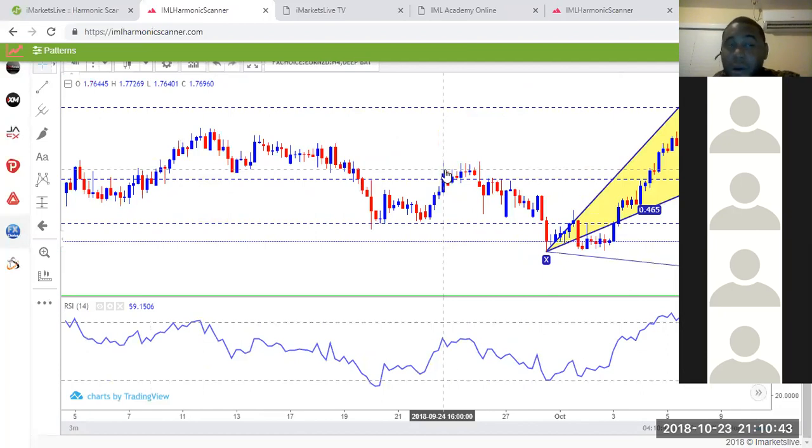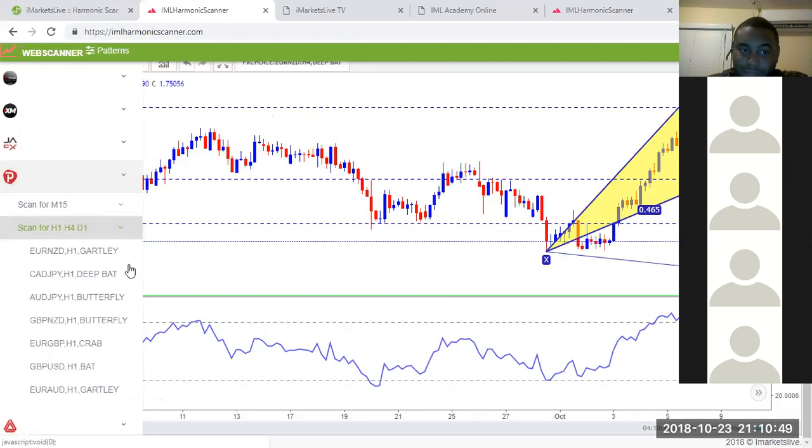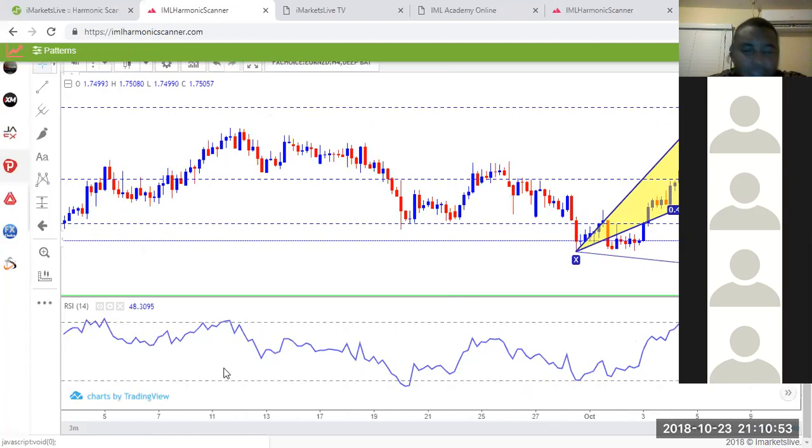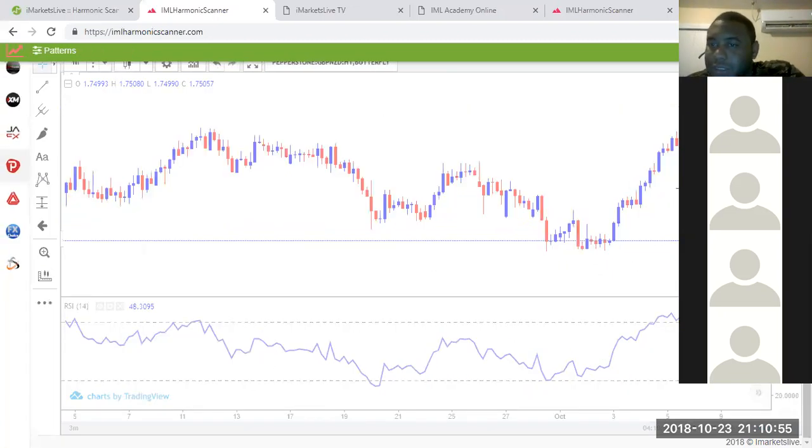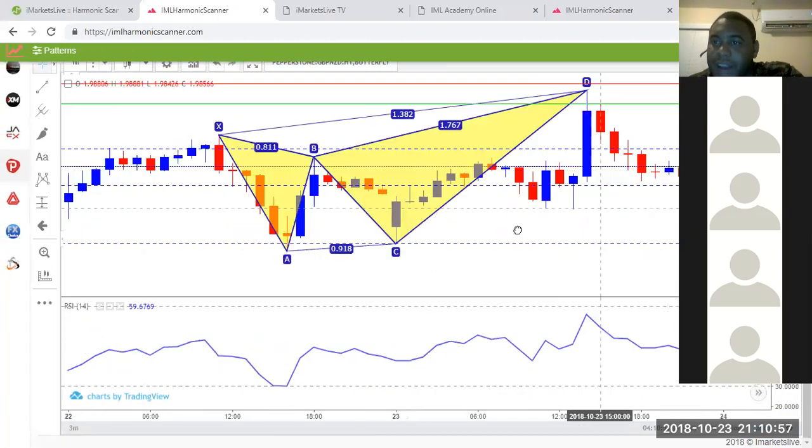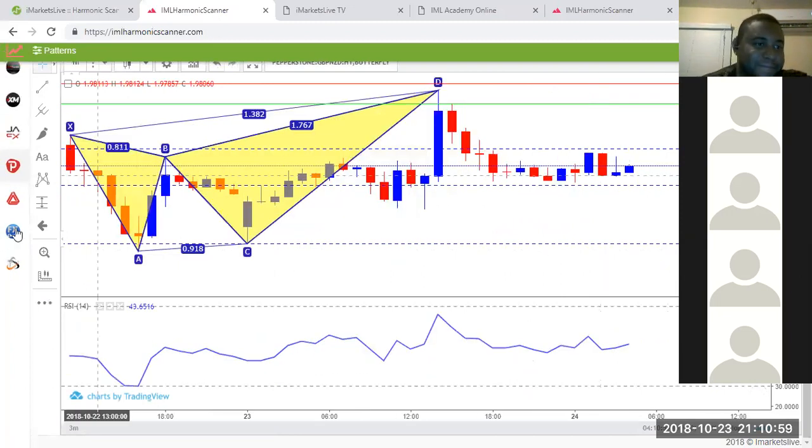Know what you're paying for. Go find out what you're paying for. I honestly need to change my numbers on the scanner. I'm looking for one stop loss to get hit right now.